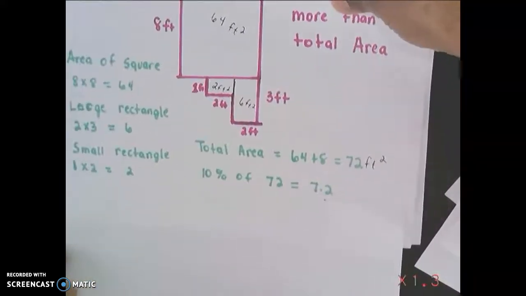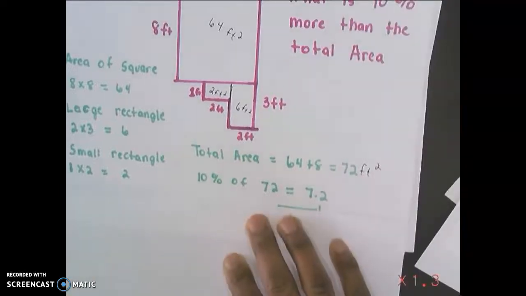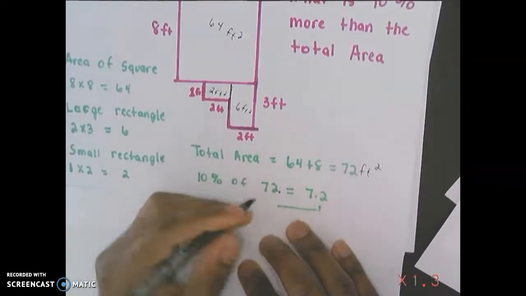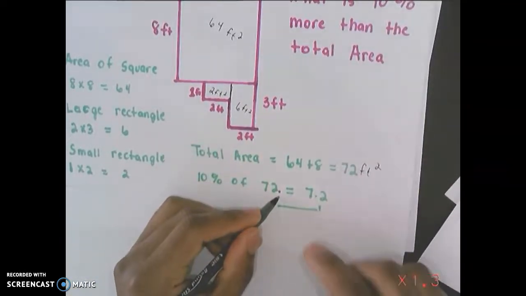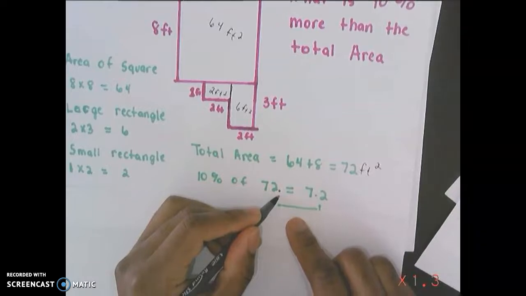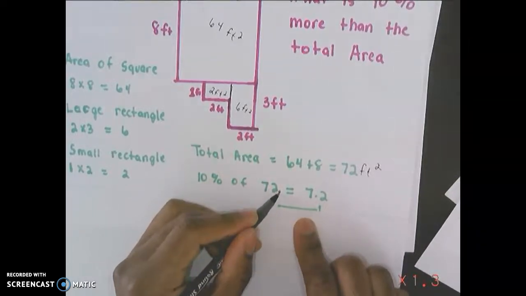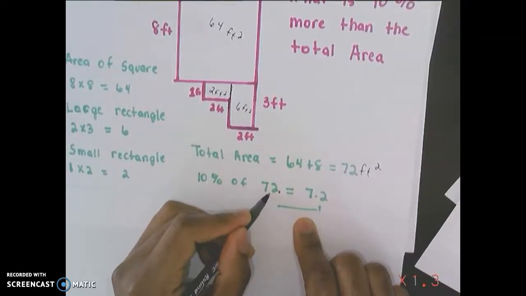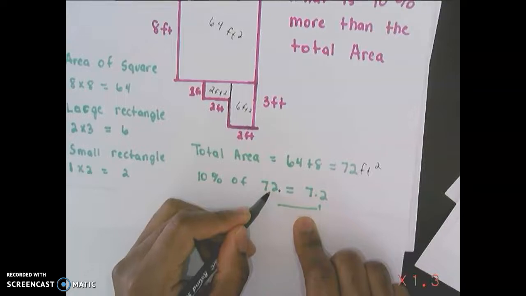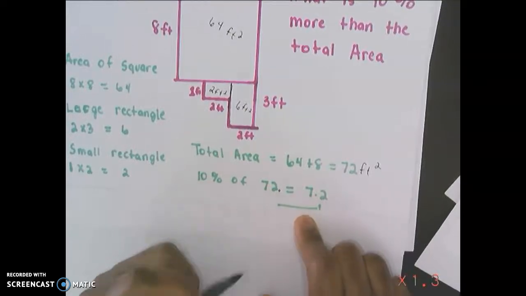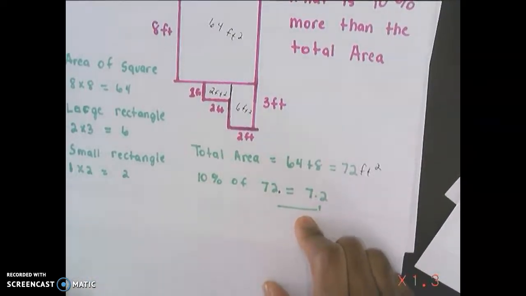So I'm going to have to find 10% of 72. And remember, I told you when you want to find a percentage, if it's like 10 or 100, if I want to find 10% of 72, I'll just take the decimal and move it 1 place to the left. So 10% of 72 is going to be 7.2. So that is 10% of 72.